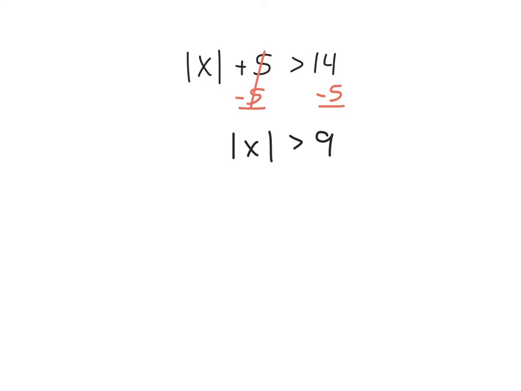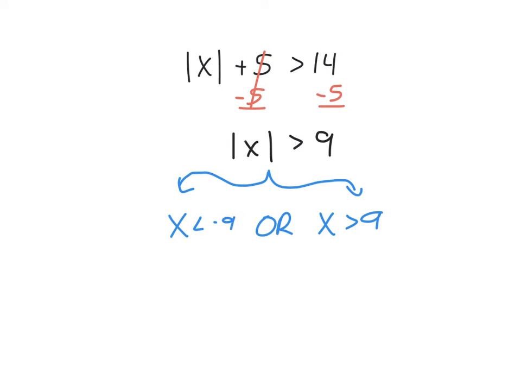And now we're at the point where we need to break this inequality up into two pieces. This is going to be an or problem because it's greater than, and the solutions are simple. This is x is greater than 9, or x is less than negative 9. That's how we get the two pieces of the graph. It really is as easy as it looks. Let's try another one.